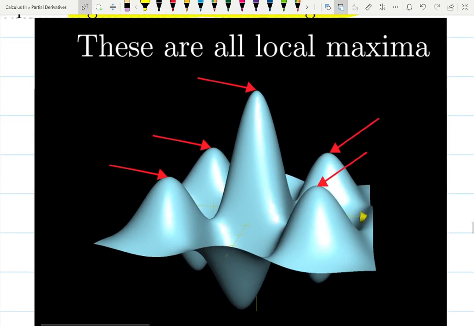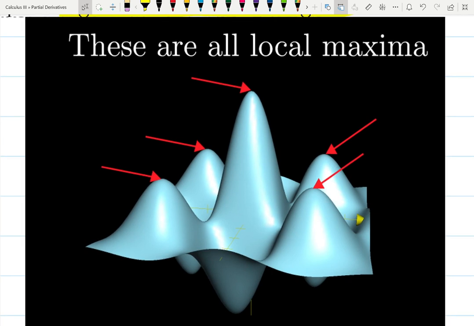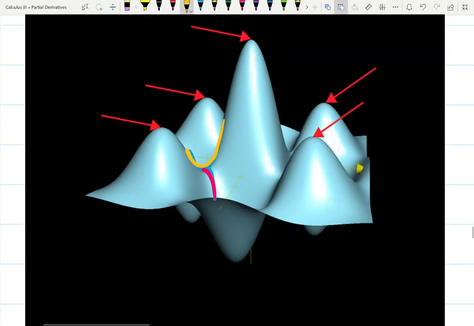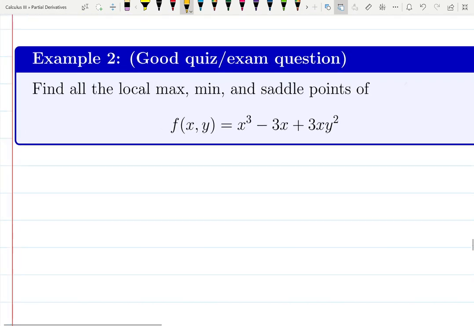So here is a nice visualization. We have local maximums, local minimums, and here's a saddle point. Look at that. See? Maximum from this point of view, but minimum from this point of view. Pretty interesting.